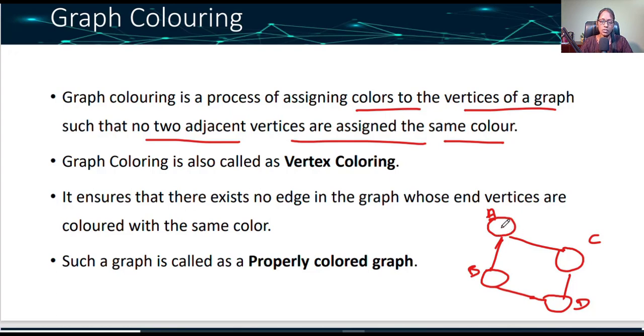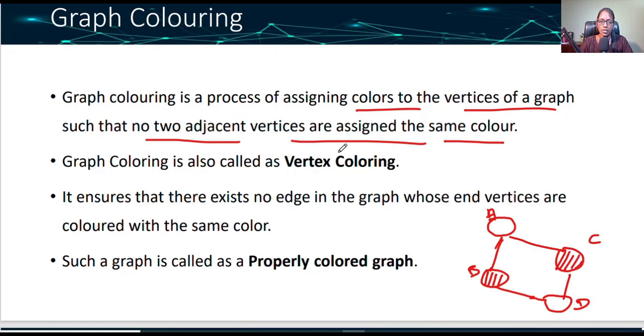So if this one is blue, then this one must be red or some other color, and if B is red, then this should be blue. But A and D are not connected, so you can give the same color here, white and white, and A to C, this one also white. So what I am doing is giving different colors to these.